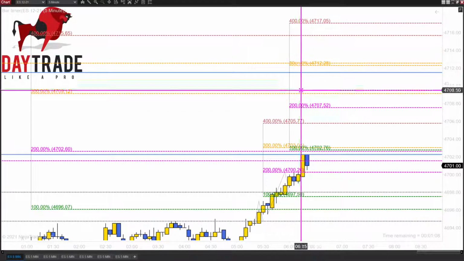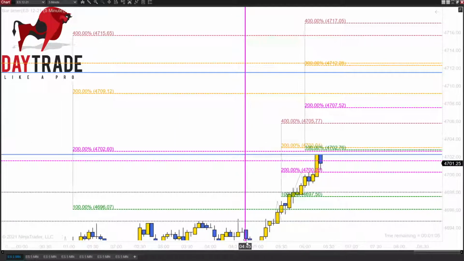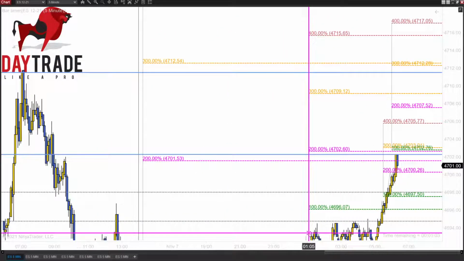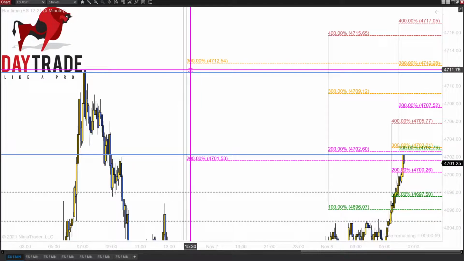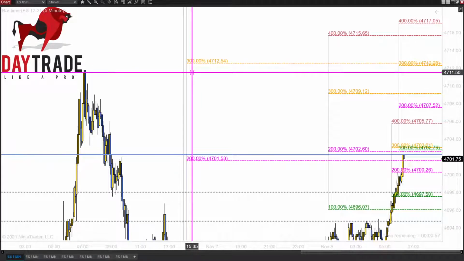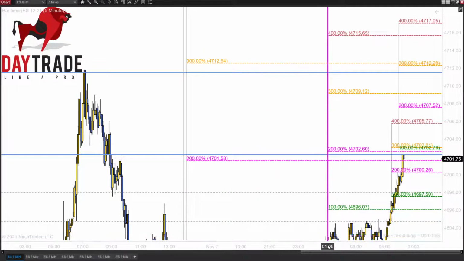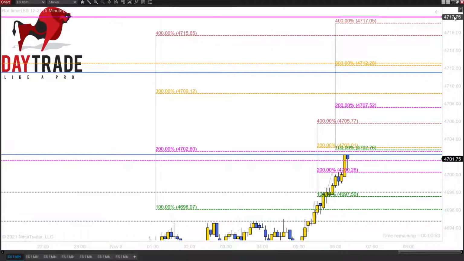So, okay, see this? That's kind of what I'm looking at. Keep in mind, this is basically 1 tick in front of the all-time high. What else do we have here?